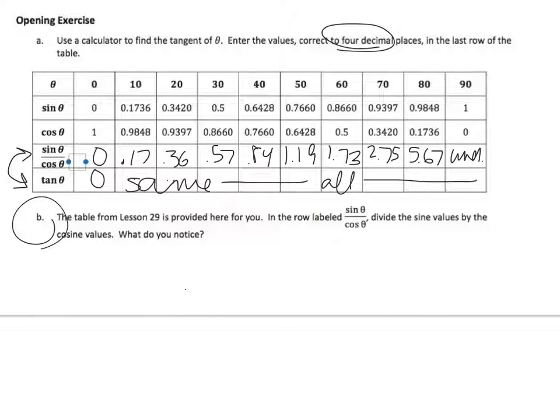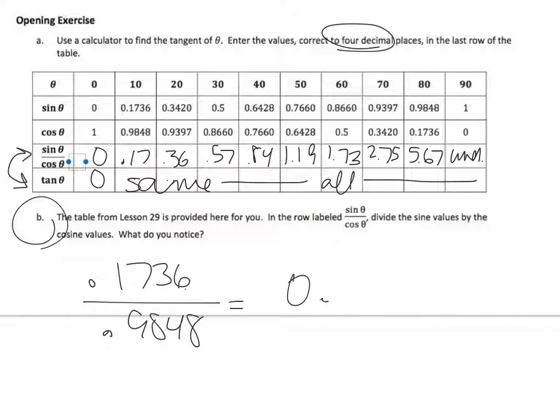For part B here, in the row labeled sine over cosine, divide the sine value by the cosine values. What do you get? Well, I'm going to take the sine value and divide by the cosine value. Thanks for waiting for me to type. And I got 0.1763, which is the sine divided by the cosine. Okay, this column right here. So if I take this value divided by that value, I get these values.